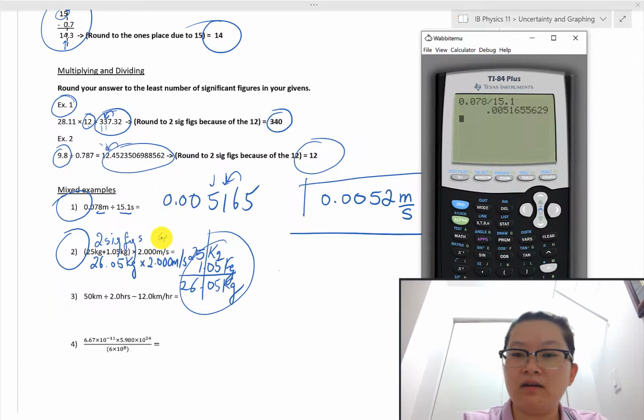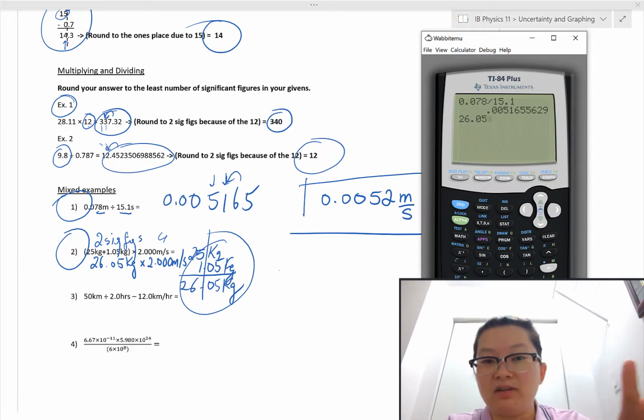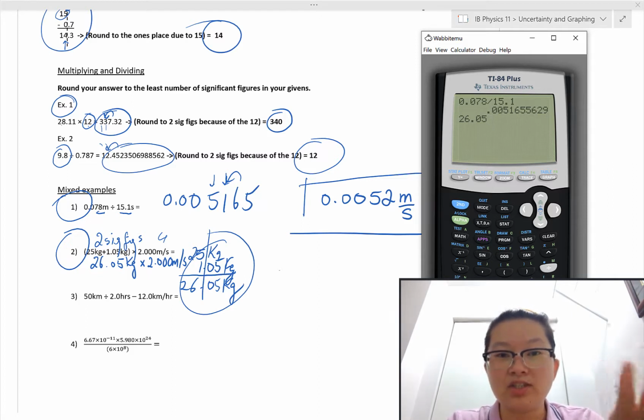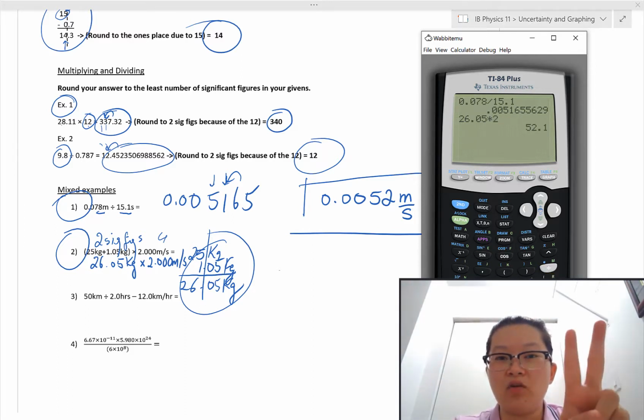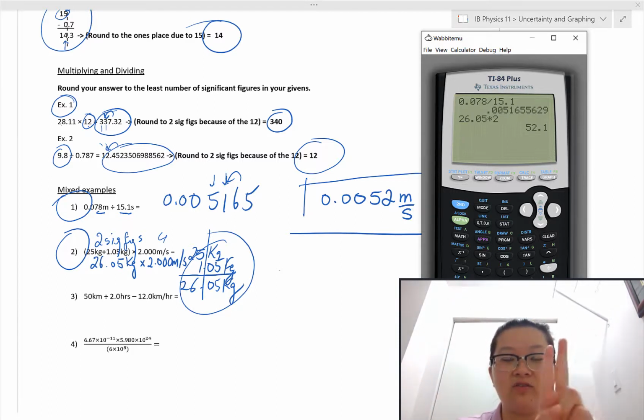So in my calculator, I have 26.05. I'm still keeping the number 26.05. I just need to remember that's two significant figures equivalent. And I'm going to multiply that by the 2. That's going to give me 52.1, and round it to two significant figures.